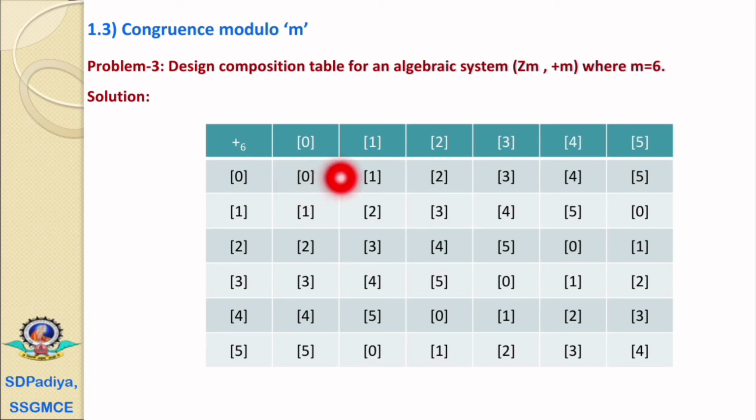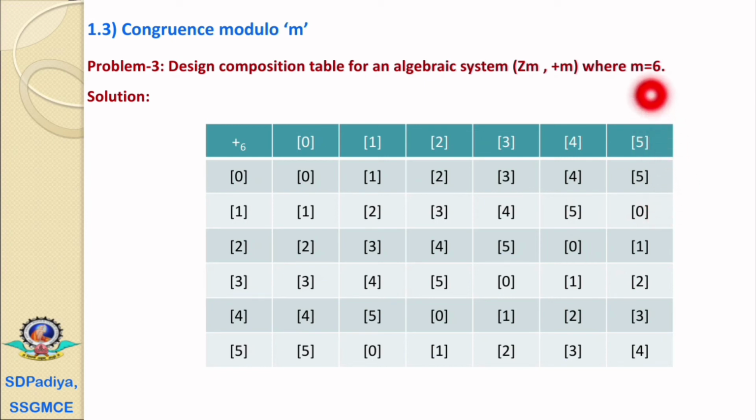0 plus 0 is 0 and 0 mod 6 is 0, 0 plus 1 is 1, 0 plus 2 is 2, 0 plus 3 is 3, 0 plus 4 is 4 and 0 plus 5 equals 5. The 1 plus 0 is equal to 1, 1 plus 1 equals 2, 1 plus 2 equals 3, 1 plus 3 equals 4, 1 plus 4 equals 5, and the last is 1 plus 5 equals 6, but 6 mod 6 is equal to 0.